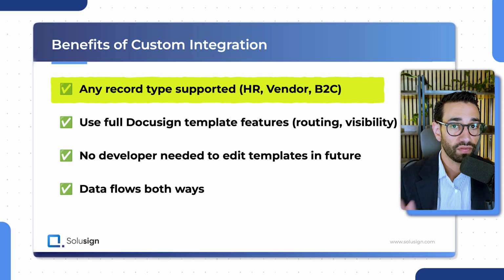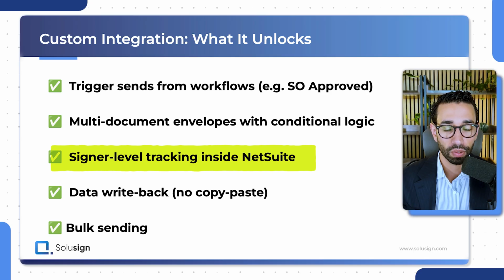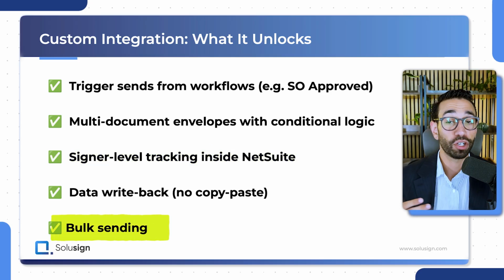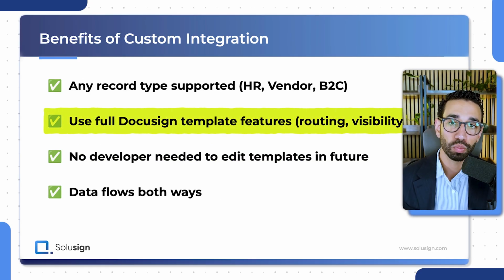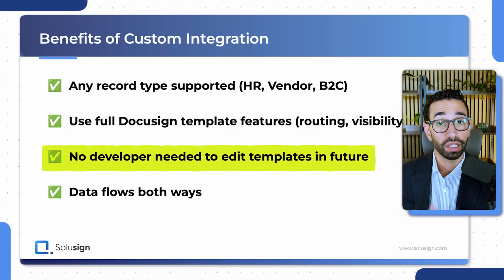Use any advanced Docusign feature because we're not limited by what Docusign has built into that button. When a sales order is approved, the documents can be sent for signature immediately. You can send Docusign web forms. You can also track the signer level status directly inside NetSuite. You can send envelopes in bulk. You can leverage templates that are much easier to build inside of Docusign than they are in NetSuite, because if you want to play with the templating in NetSuite, you have to be a developer. In Docusign, you just need to learn how to use the product by clicking and pointing. You obviously need some training, but you don't need to learn how to code before you can build the templates.